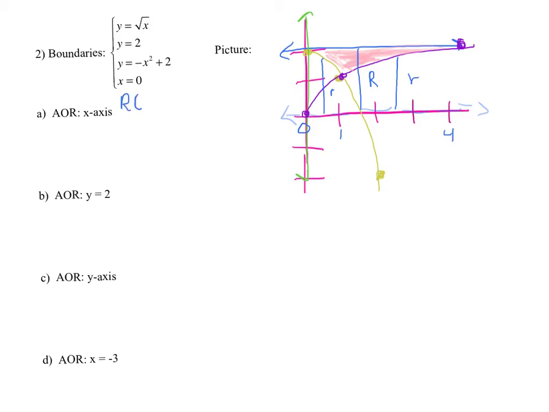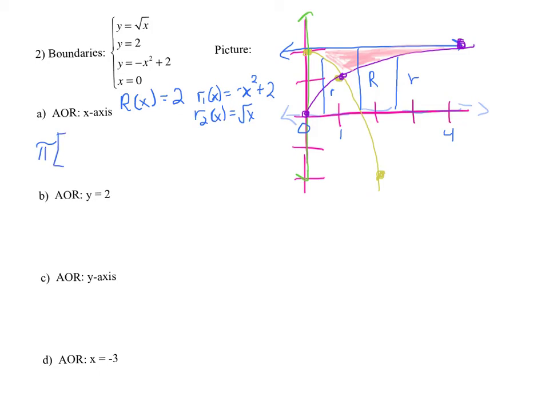Big R of x would be from 2 to 0, so it would just be 2. Our first little r of x, so we can do r1 of x, would be from negative x squared plus 2 to 0, so just negative x squared plus 2 minus 0. And then our other little r would be from the square root of x to 0. So it's just the square root of x. So our two separate integrals would be pi.